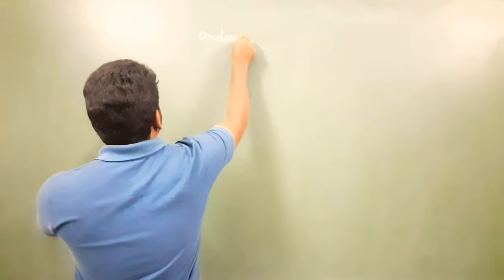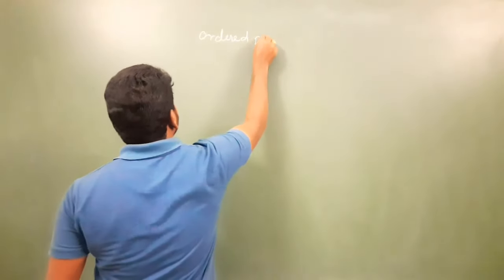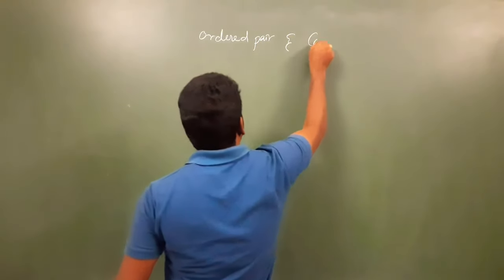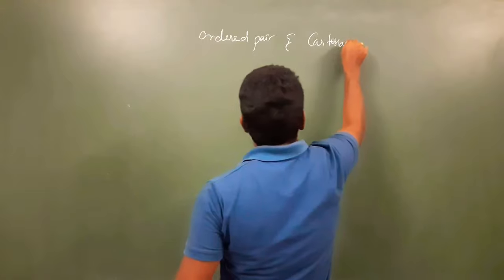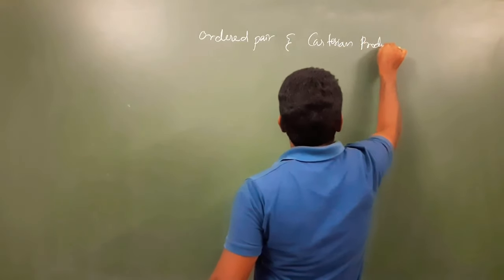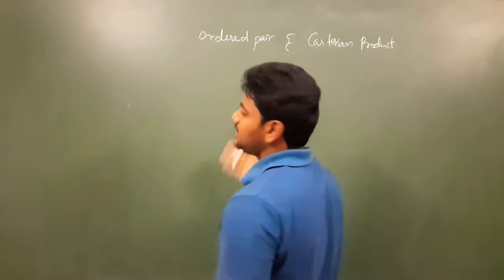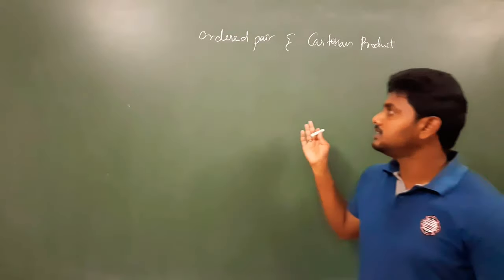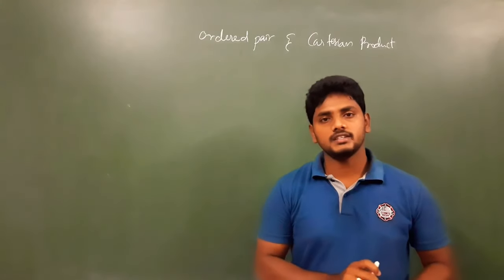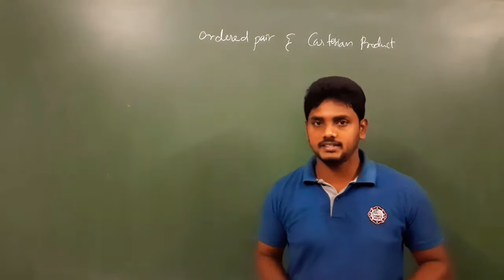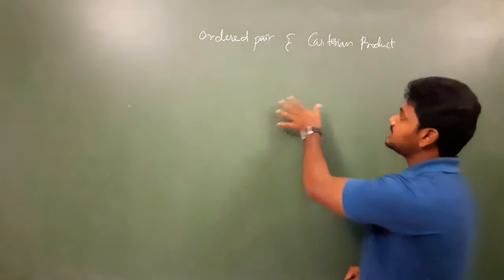What are those? Those are ordered pair and Cartesian product. These are very small, easy topics. If we can understand this, then we can enter into relations and functions, which will be in the next session. So first we learn this basic concept.